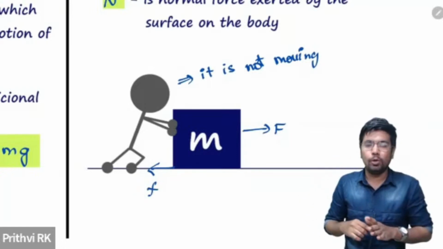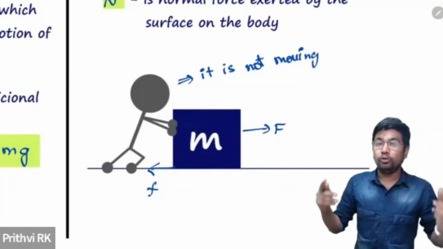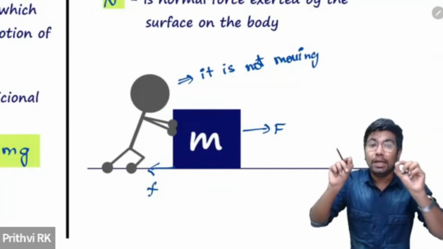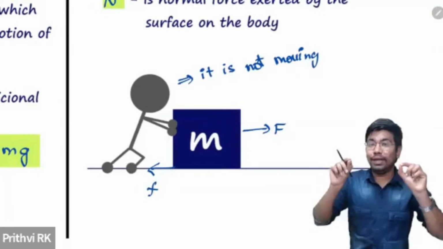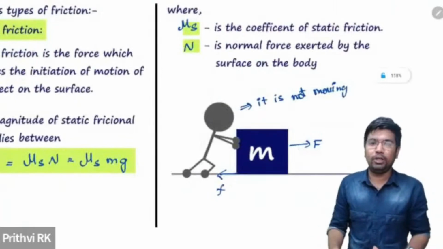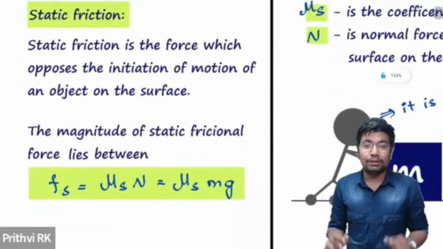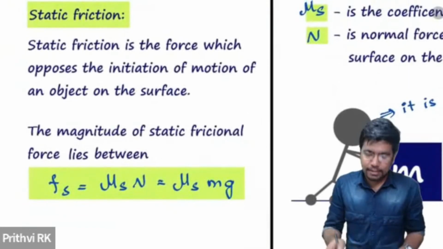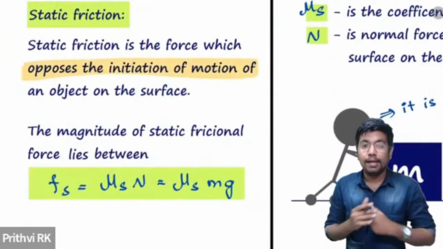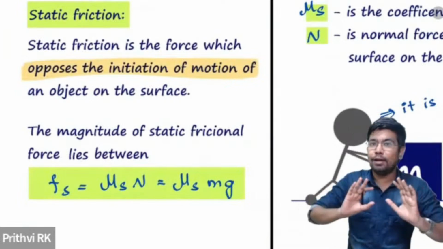That is the same scenario here. The force that I'm applying is not enough to move the object. So in order to move a particular object, you have to apply a minimum force. That minimum force, or the maximum friction, is what we call static friction. Static friction is a force which opposes the initiation of motion. Due to this friction only, when you push an object, it is not moving immediately.